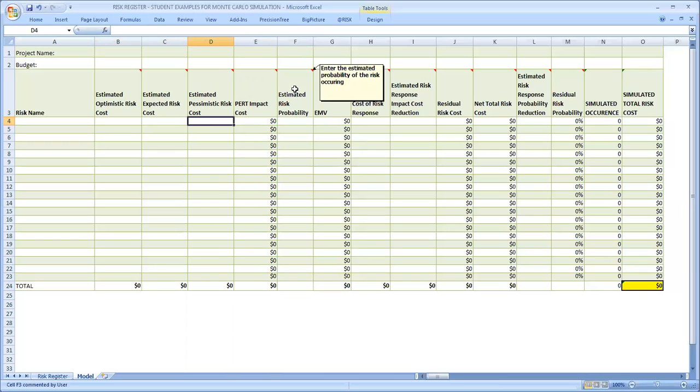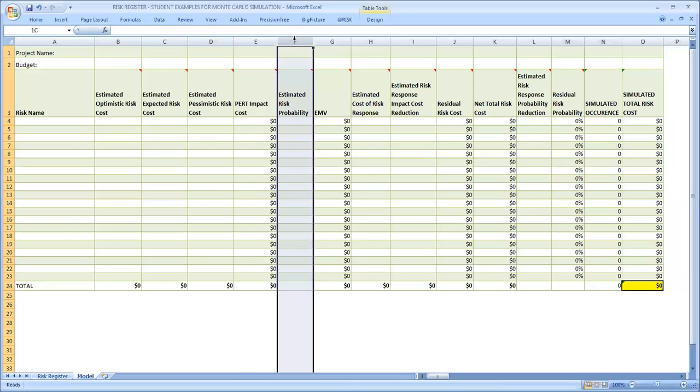Now, your estimated risk probability is another input. This is a deterministic value, meaning that it is a single point estimate based on our estimated risk probability, which would come from, yes, that's right, our risk register and the resulting score. And that score, of course, is based on our scoring system that we would have developed in our risk scales.